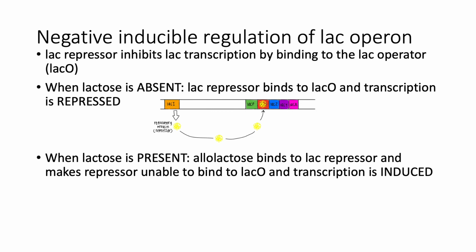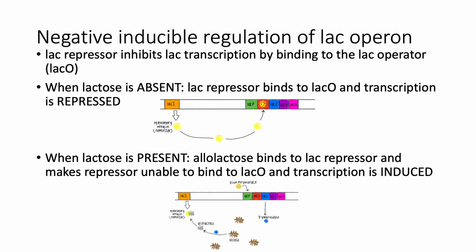When lactose is present, lactose is being converted into allolactose by beta-galactosidase. Remember that beta-galactosidase is transcribed and translated from the lac-Z structural gene. So this allolactose is then going to bind to the yellow repressor protein, and when it does this, this makes the repressor protein unable to bind to the operator. So with nothing in the way, RNA polymerase will be able to bind to the promoter and transcription will occur.